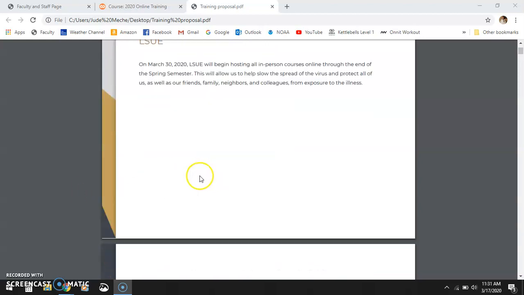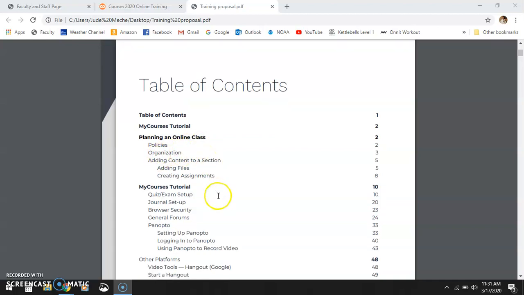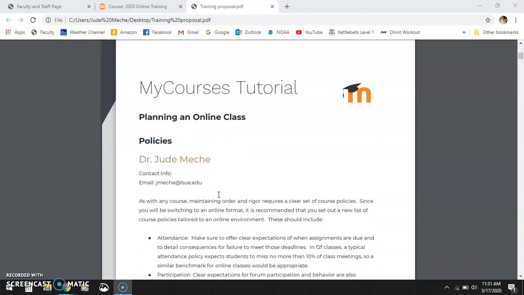Now, the first thing, if you look in the table of contents, is a section on planning an online course. And just as with any course, the planning is an essential part of this. You're going to have to plan out how you're going to deal with these things before the class begins. Before I get into that, though, let me add another thing.